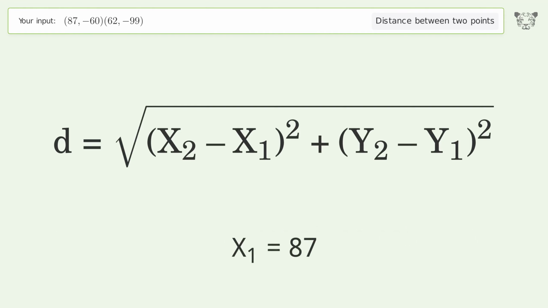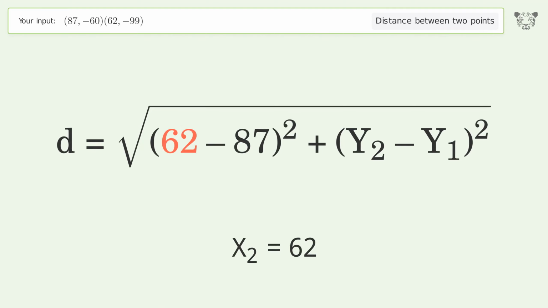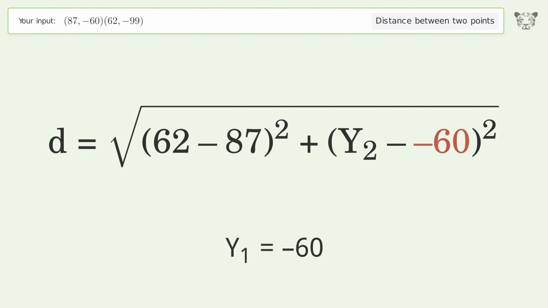x1 equals 87. x2 equals 62. y1 equals -60. y2 equals -99.